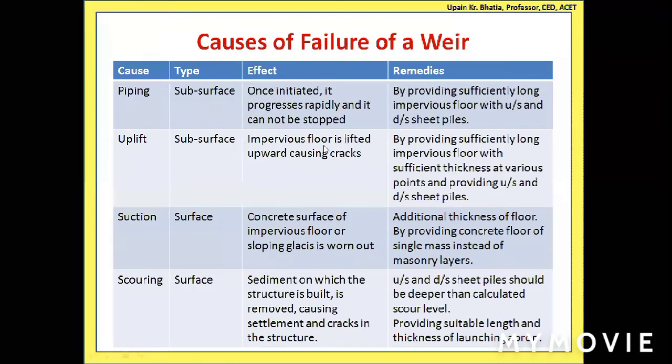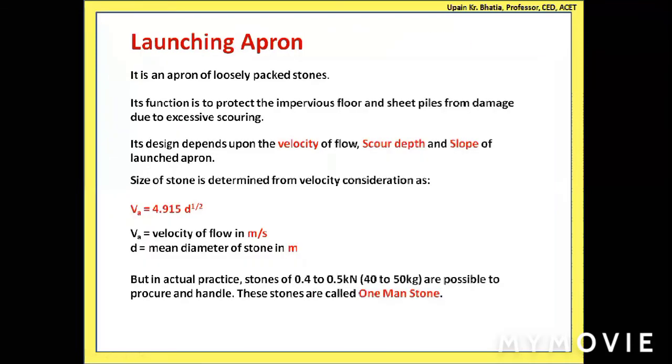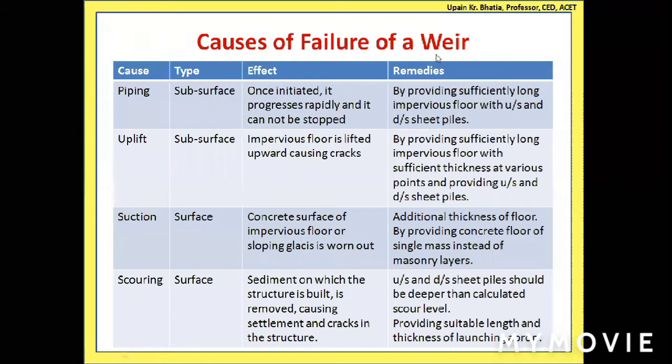Design of the launching apron and all the components are over. Now, how a weir gets failed, what are the various causes of failure of a weir. So this table summarizes everything. There are four different causes of failure: one is piping, then uplift, then suction, and scouring.